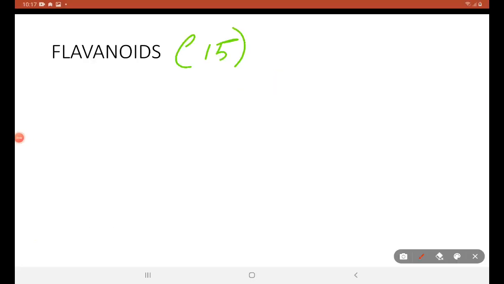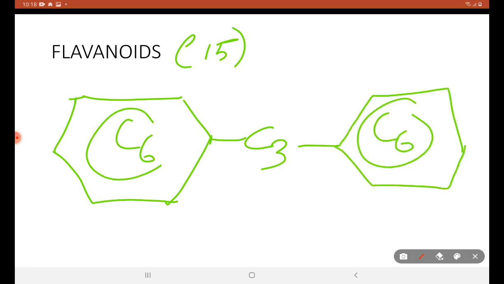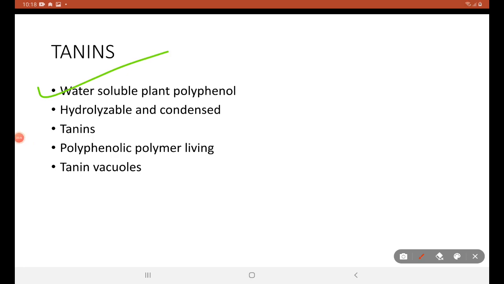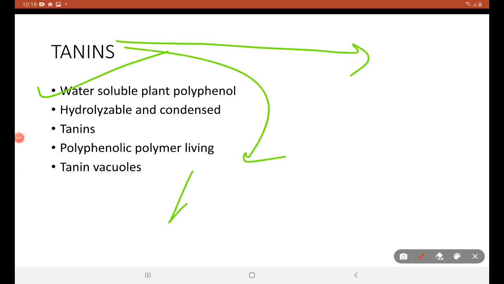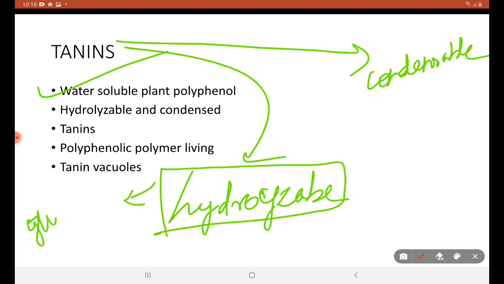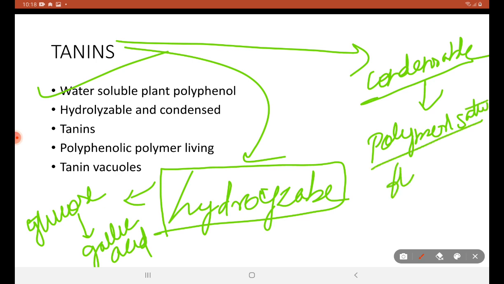Flavonoids are 15 carbon compounds, that is 3 carbons here, 6 carbons here and 6 carbons here. This is the basic structure of flavonoid. Tannins are water-soluble plant polyphenols of two types: hydrolyzable and condensable. Hydrolyzable tannins are made from esterification of glucose to form gallic acid. Condensable forms are formed by polymerization of flavonoid.